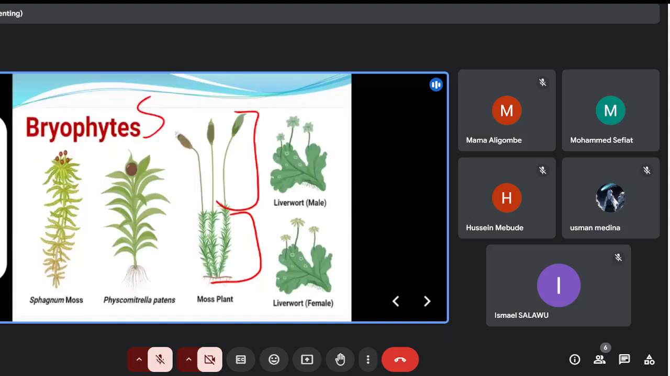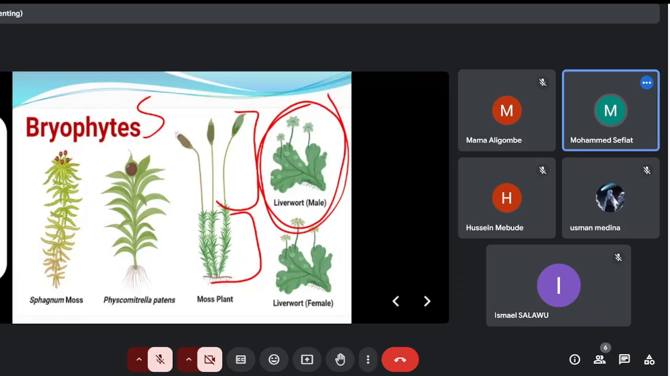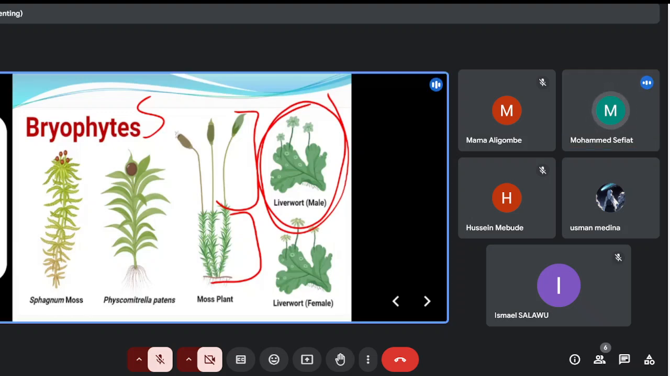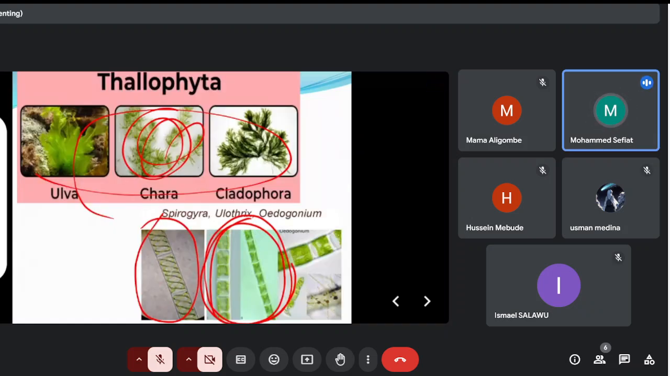So can we proceed? Yes. Liverworts are also bryophytes. So please do not limit your mind to mosses. Mosses and liverworts are known to be what? Bryophytes.